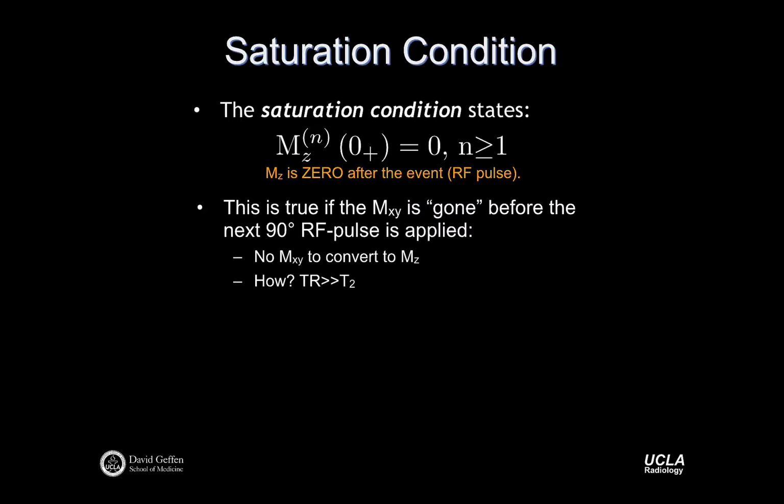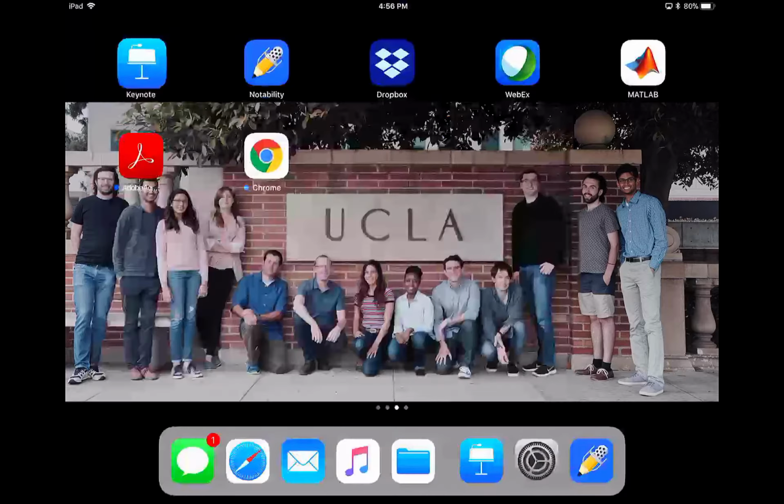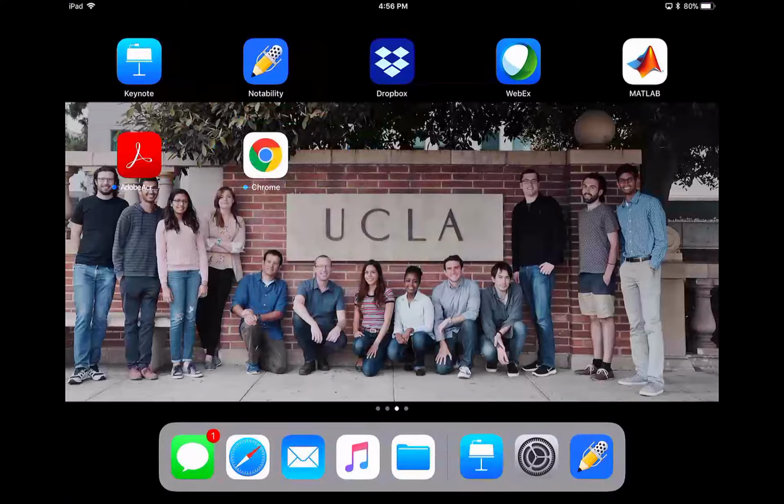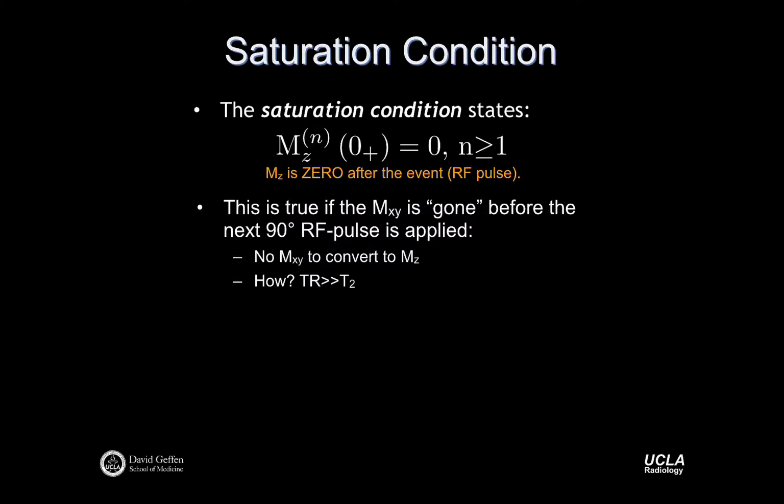So how do we get that to happen? Well, one way you can ensure you have met the saturation condition is by making sure that your TR is a lot longer than your T2. So say your T2 is 50 milliseconds. If we go back to this plot here, and we wait 500 milliseconds or 5 seconds, then our transverse magnetization will completely decay. And when I play an RF pulse, there's no risk of me generating some longitudinal magnetization. There's actually a couple of ways that we can do that.